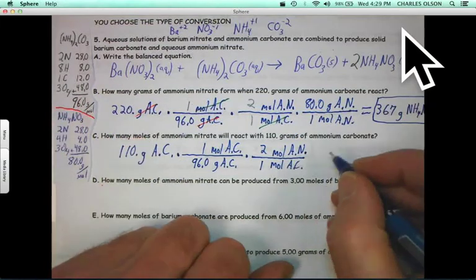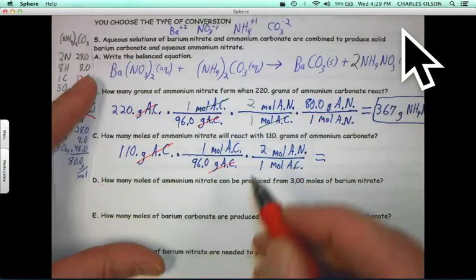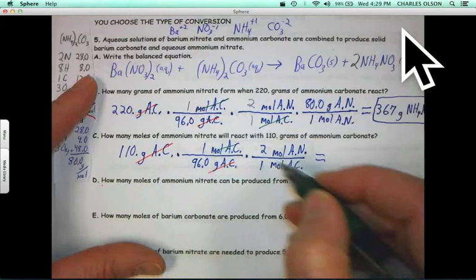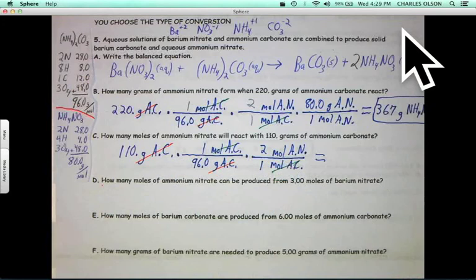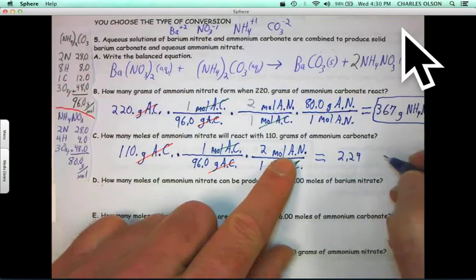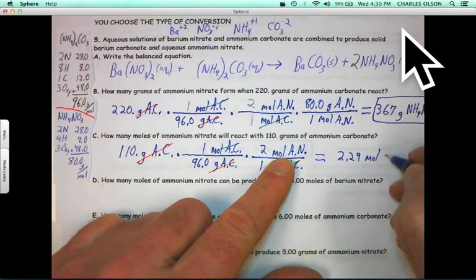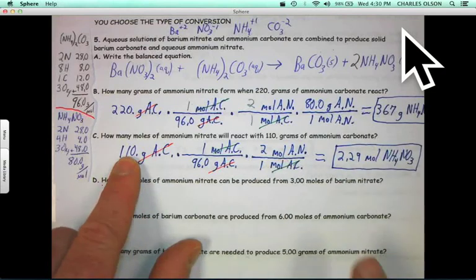So we stop there, write an equal sign. I like it if we show our unit cancellations, helps us understand what's going on. And we do the calculation, and we get our answer, which is 2.29 moles, 2.29, and our units, moles of ammonium nitrate, NH4NO3. And that is the correct answer. Once again, we started with 3 sig figs, so we end with 3 sig figs.